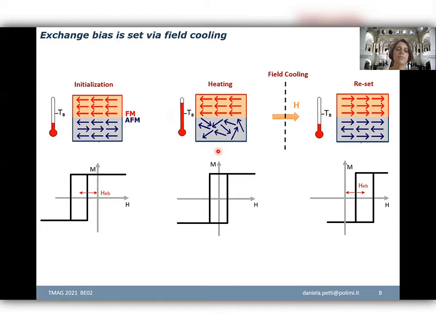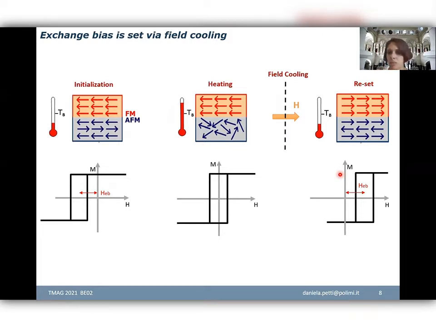In this case, the antiferromagnet is disordered and the spins at the interface are unlocked. So we can now apply an external field that is able to orient, for instance, the spin in another direction. Here we have it towards the right direction, and then we cool down the sample, a process called field cooling.